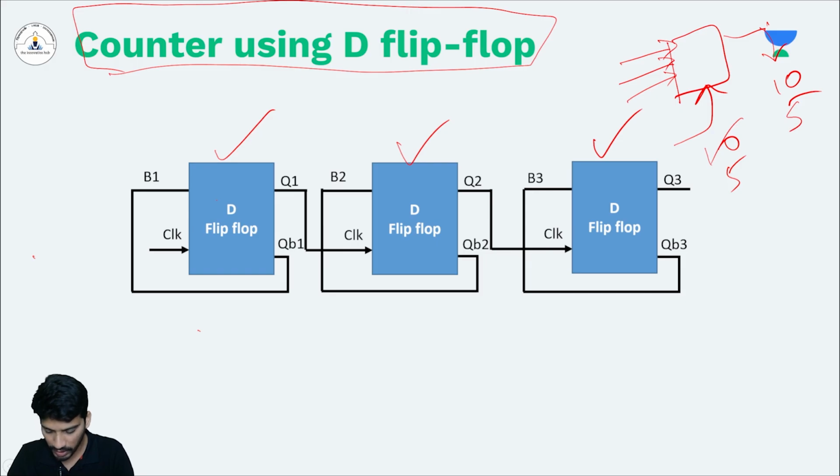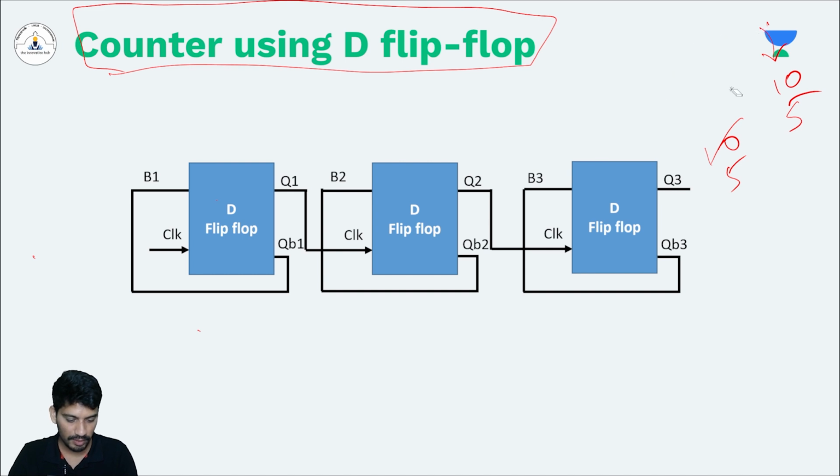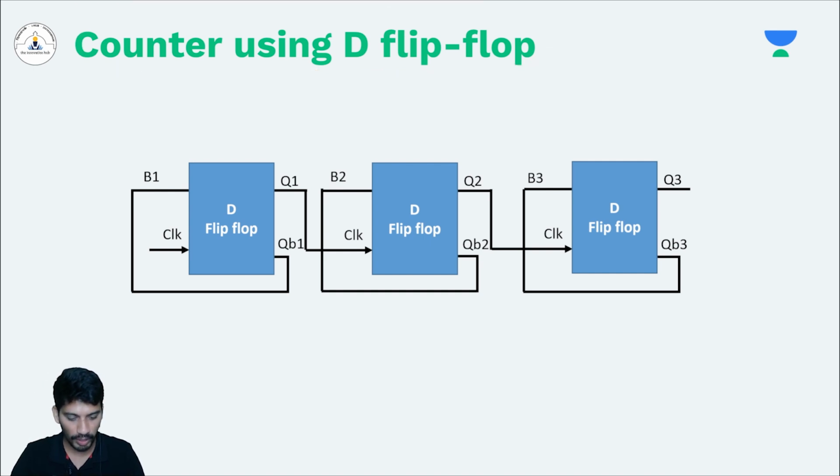For this, we will draw the table. Right? We will verify everything. We will not take everything for granted. So we will verify whether it is really a counter or not. So what are my outputs here? Q3, Q2, and Q1. Right? And my input is clock.